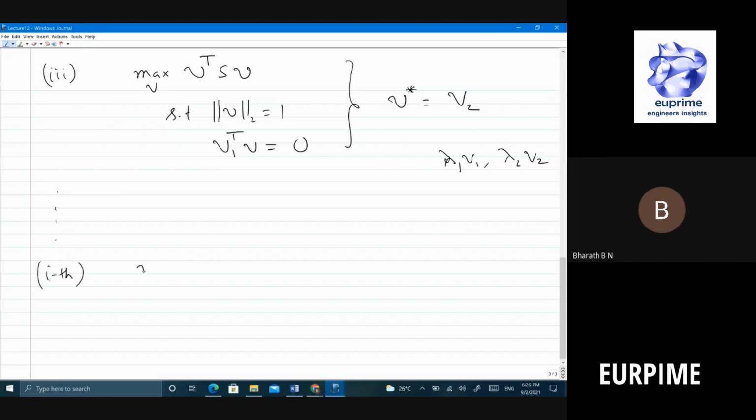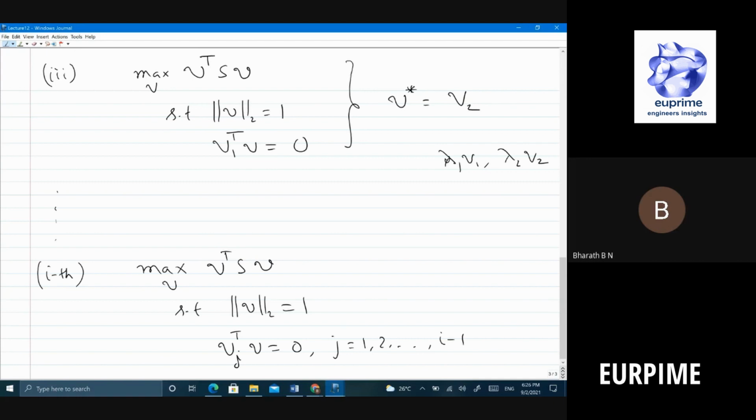You just do this, right? Again, you do max over all V of V transpose SV subject to norm of V is 1, and instead of V1 transpose V equal to 0, you say Vj transpose V equal to 0, j equal to 1, 2, 3, etc. up to i minus 1, right? Because the ith step is the ith rank approximation of the matrix, so you are looking at an i-dimensional subspace, right? This is how you do it.